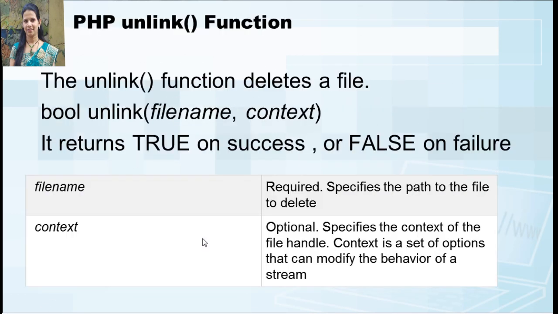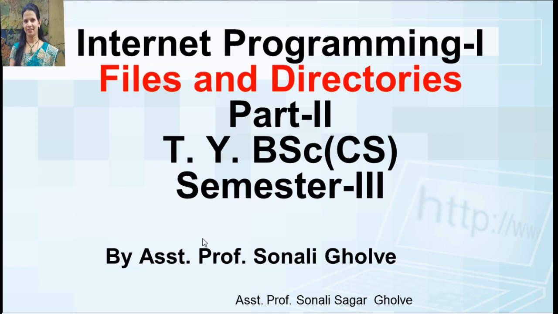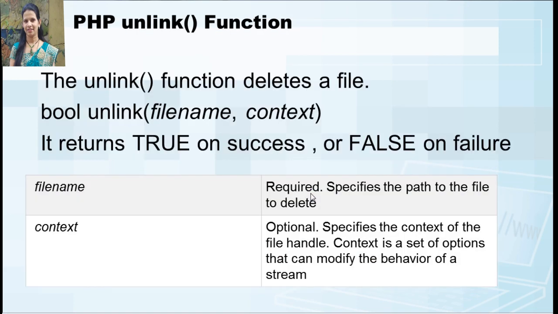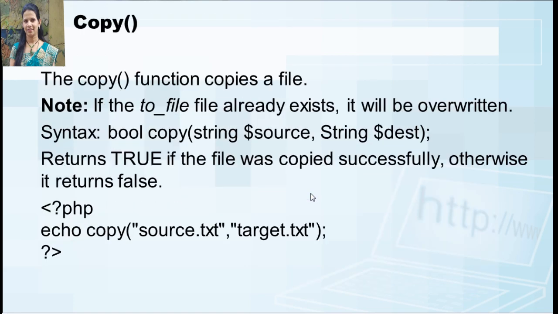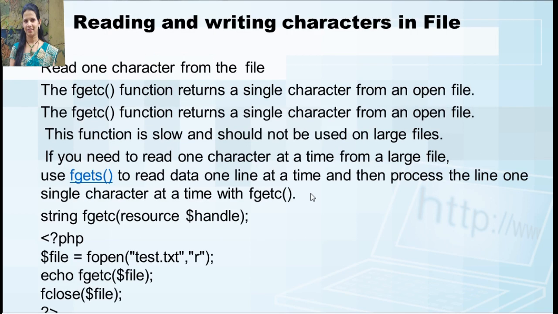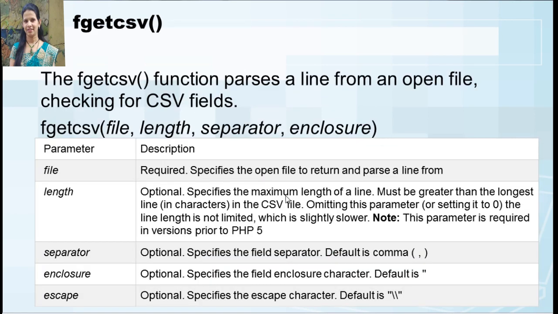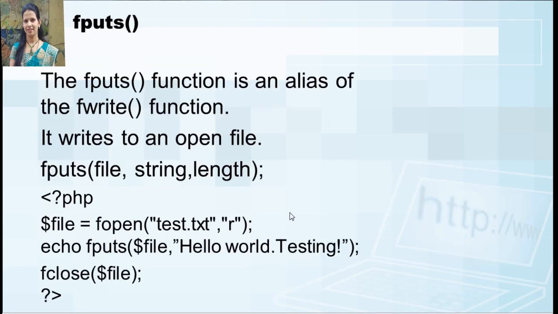So this is all about the second part. In this part, we learned different topics like setting the name and path of a file, returning the file name from a specified path, the PHP rename function, the unlink function to delete a file, the copy function to copy a file, reading and writing characters in a file by using the fgetc and fgets functions, getc and gets functions you can use. Then the reasons fgets stops and an example, the fgetcsv function, and the fputs function.